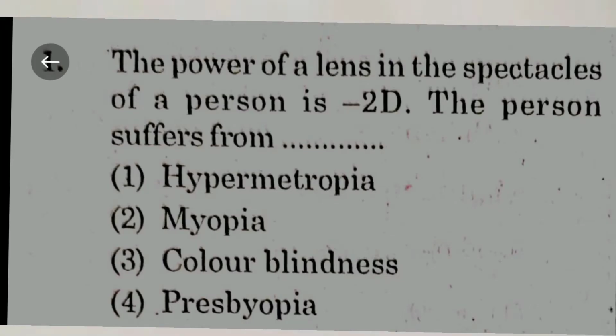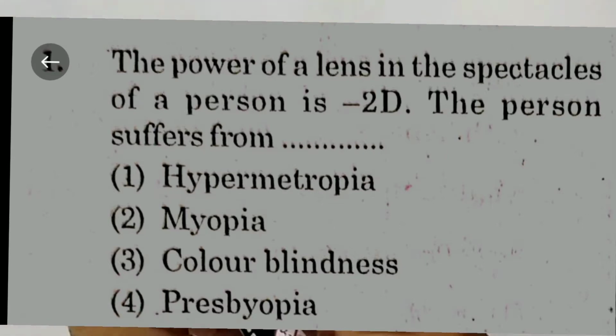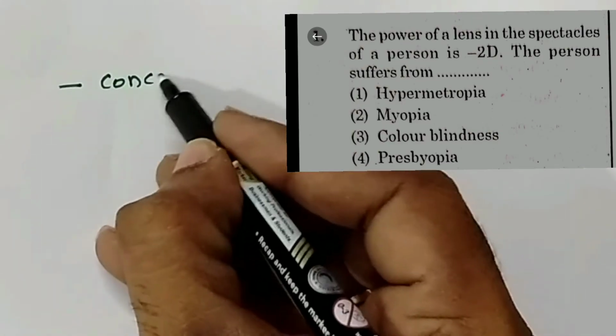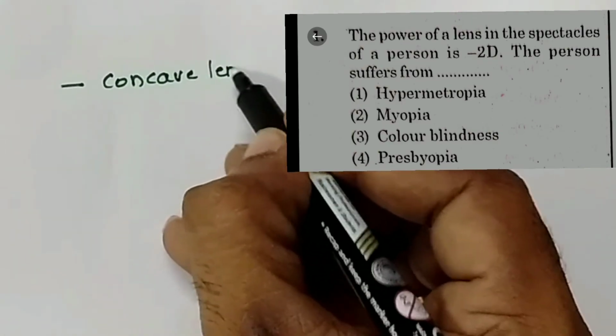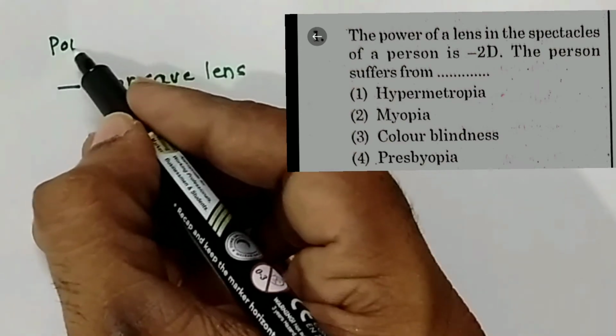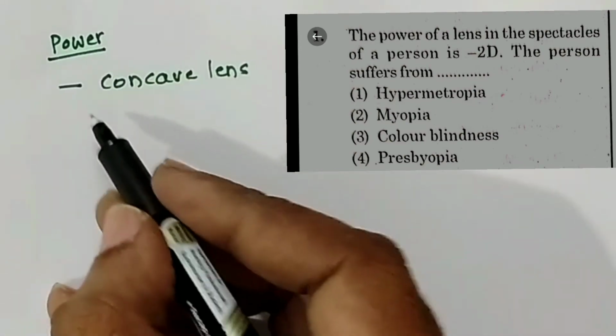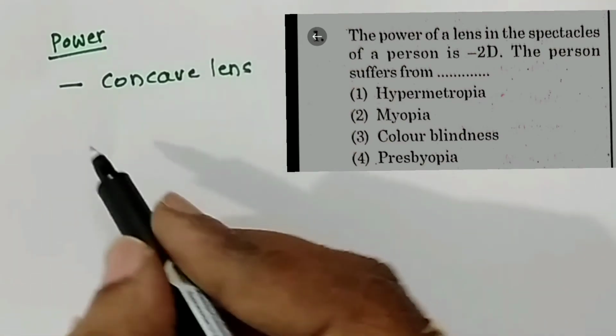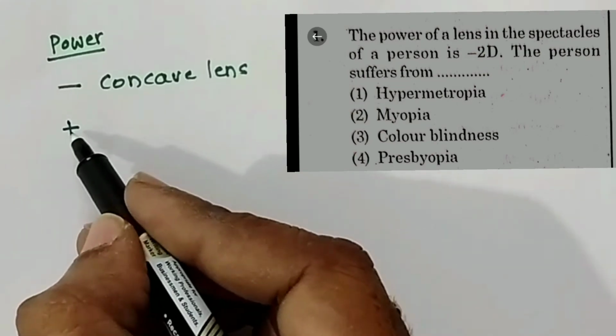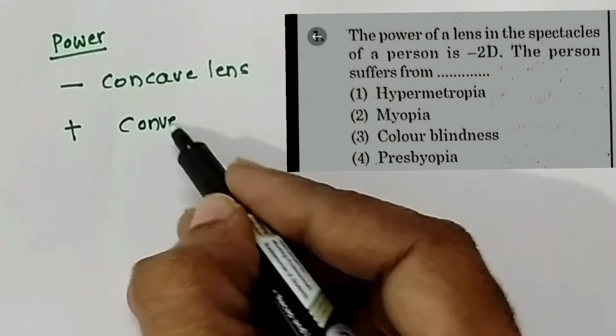Watch this bit. The power of a lens in the spectacles of a person is minus 2D. The person suffers from? Here the minus sign indicates that it's a concave lens. That means if the sign of the power is negative, then it is a concave lens, and if the power is positive, then it is a convex lens.